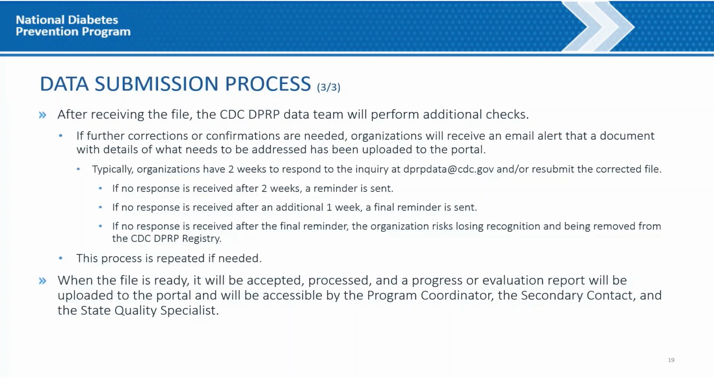Data Submission Process Part 3. After receiving a submitted file, the DPRP data team will perform additional data checks for potential issues that are not identified in the portal. If additional corrections are needed, the DPRP data team will send an email alert that the file has been reviewed and requires the attention of the organization. Organizations will then log into the portal to see details and instructions on how to proceed.